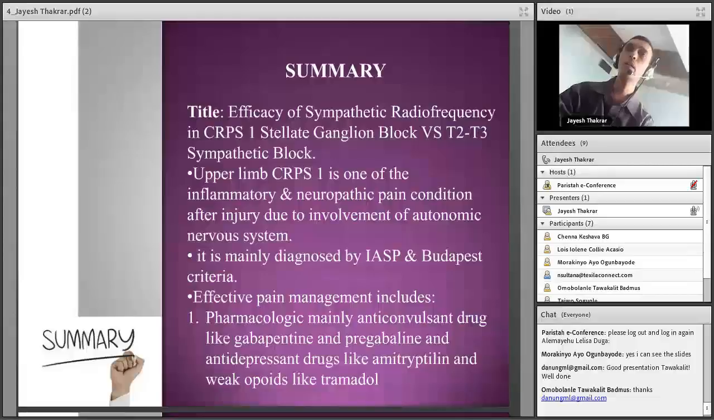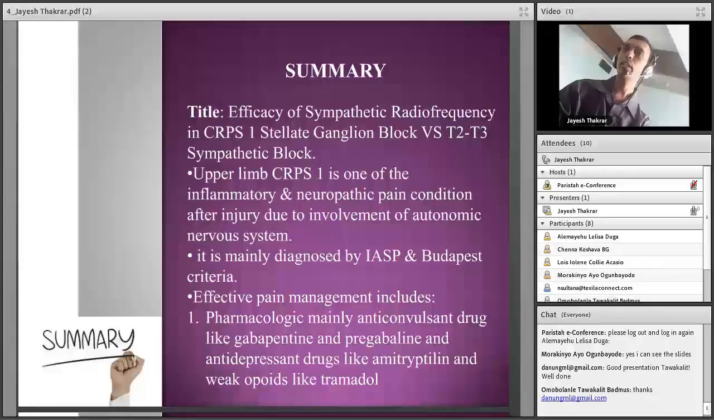Upper limb complex regional pain syndrome is an inflammatory and neuropathic pain condition that develops after an injury, due to involvement of the autonomic nervous system. It is mainly diagnosed by the International Association for the Study of Pain criteria and the Budapest criteria, which include sensory changes, motor changes, vasomotor changes and pseudomotor changes. We take one criterion from all four areas and then label it as complex regional pain syndrome.